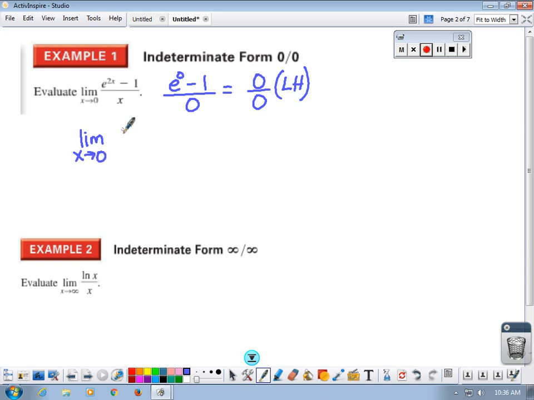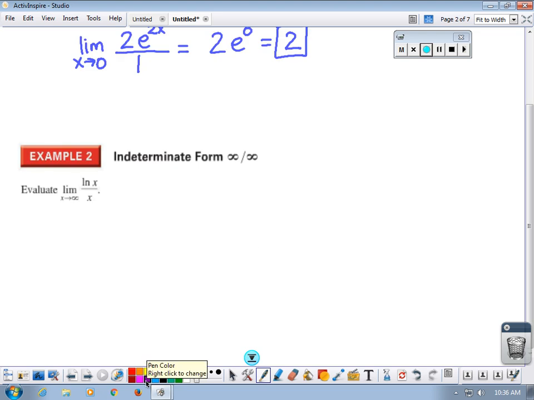Derivative of e to the 2x is 2e to the 2x. Derivative of negative 1 is 0. And derivative of the denominator x is just a 1. Alright, let's see if we can plug in 0 now. 2e to the 0, and that equals 2. And so we just calculated our limit very easily.